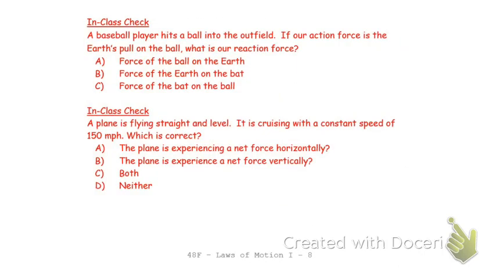Baseball player hits a ball into the outfield. If the action force is the Earth's pull on the ball, the force of the Earth on the ball, what's the name for the reaction force? Anybody want to tell me? It's the force of the ball on the Earth. And how do you get that? You just reverse the order. Ball, Earth. It's the opposite of it.